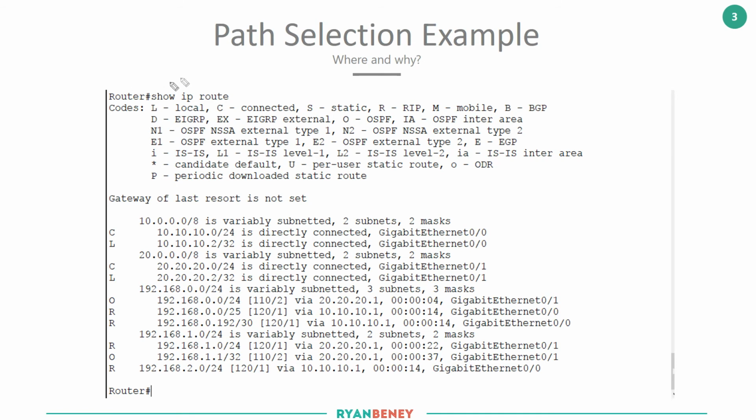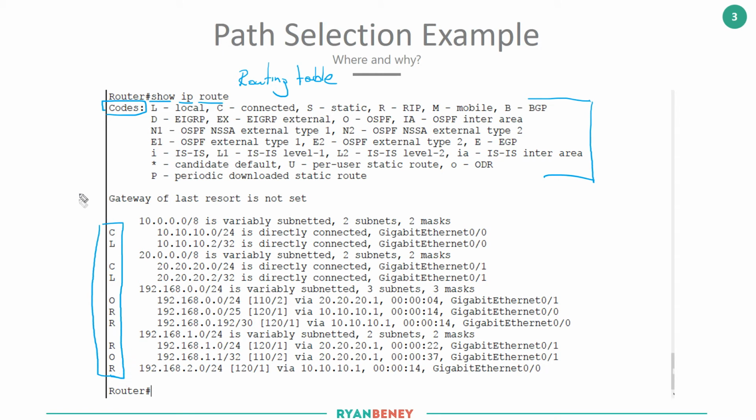So we've seen it in the last couple of videos. This is the show IP route output. This is essentially what we call the routing table. And the routing table is a collection of different routing protocols and technologies, which are all shown up here in this legend where it lists what all the codes actually mean. And you can see just down the left hand side here a list of all the codes that we're currently using. So these codes obviously relate to routing types.